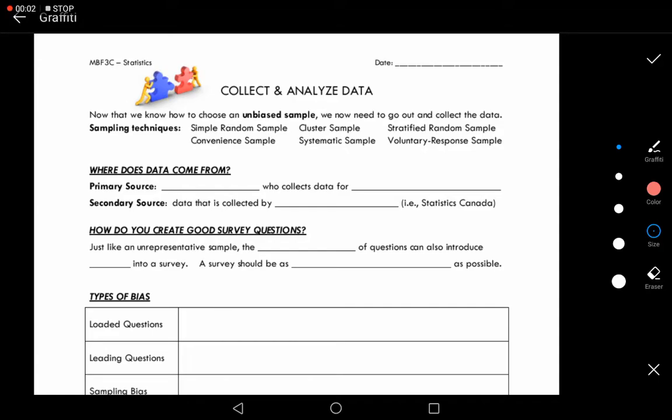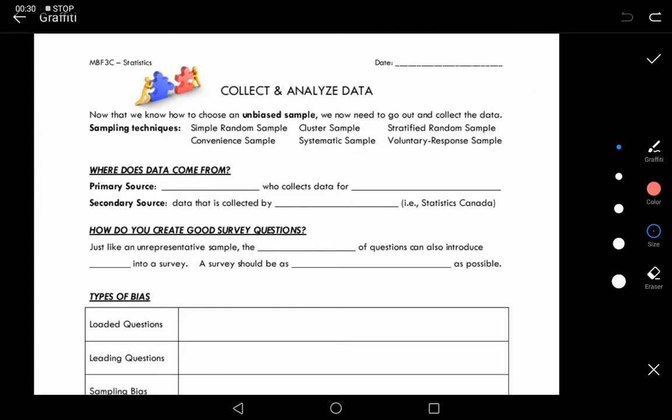This is lesson 2 of unit 4 on collecting and analyzing data. So now that we know how to choose an unbiased sample, we now need to go and collect the data. So sampling techniques include simple random sampling, cluster, stratified random, convenient, systematic, and voluntary response. And again, we learned that in that first unit.